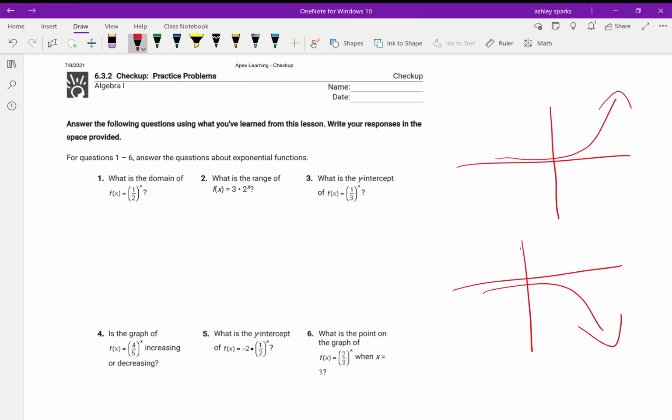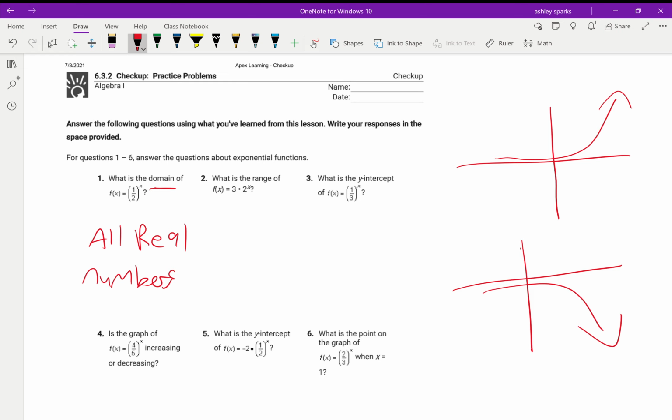For this growth or decay, the domain doesn't matter. The domain for these functions is going to be all real numbers. And that's pretty much true for all of the graphs that we will be working with. So just remember all real numbers for a domain.